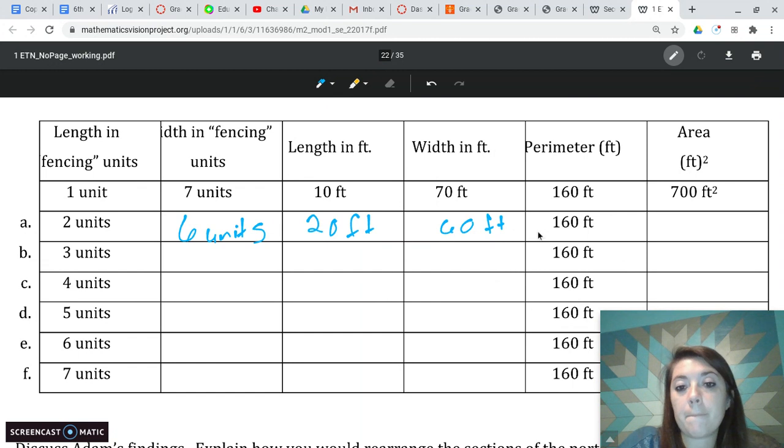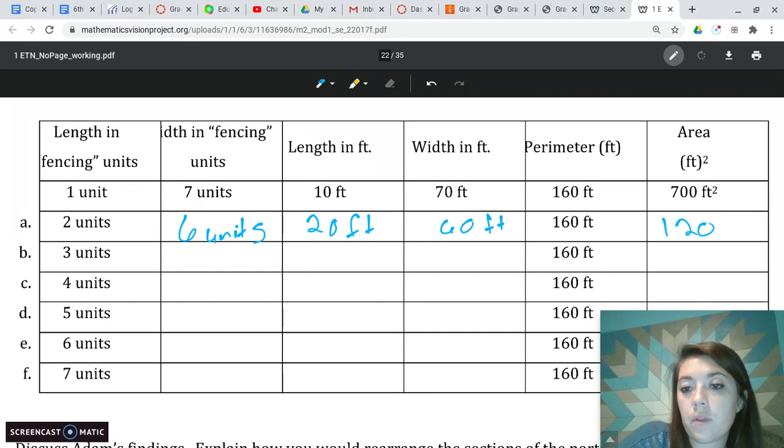So the perimeter is the same. But 60 times 20, or 6 times 2, is 12 with 2 zeros feet squared. So it's 1,200 feet squared. Significantly larger than that 500 feet squared that they've been giving the horses.